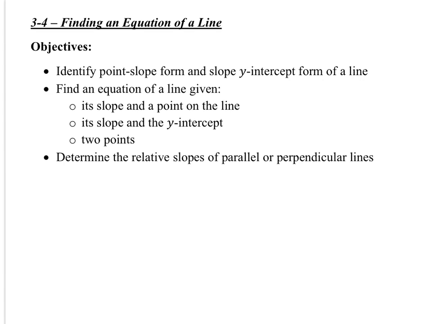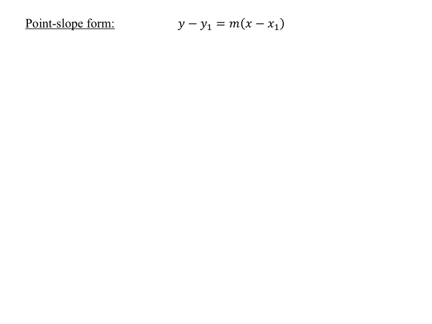Take a look again at the equations of lines. We're going to talk about point-slope form, slope y-intercept. Then we're going to talk about the equations if we're given the following: a slope and a point, a slope and a y-intercept, or 2 points. Given any of these three things, you can find the equation of a line. And then finally, we're going to talk about slopes of parallel and perpendicular lines.